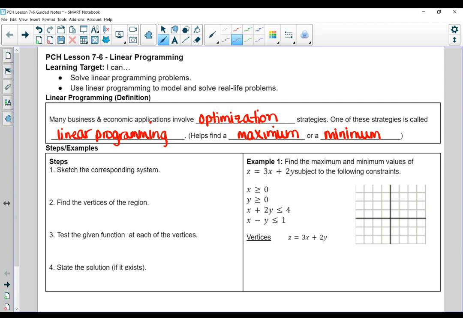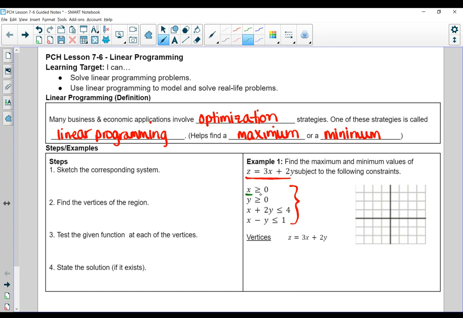So looking at this example here, find the maximum and minimum values of this right here. This is basically your optimization function. This is what we want to optimize. So 3x plus 2y. However, the x and the y's are subjected to these various constraints. So we have to graph each one of these in order to find our area that we're checking.